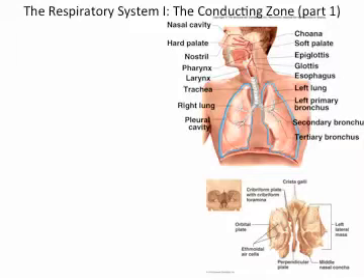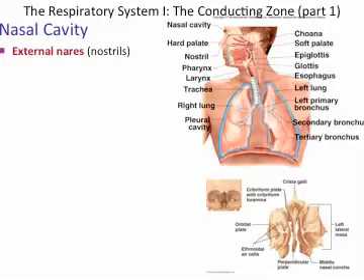This is the conducting zone, and we have two parts to the conducting zone, so this is part 1 of the conducting zone. To be in the conducting zone of the respiratory tree just means that you are merely conducting air to the periphery of the lung, where the air can then do gas exchange between the capillaries that live in the lung, also called the alveolar capillaries.